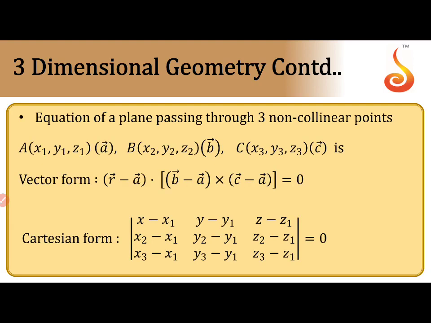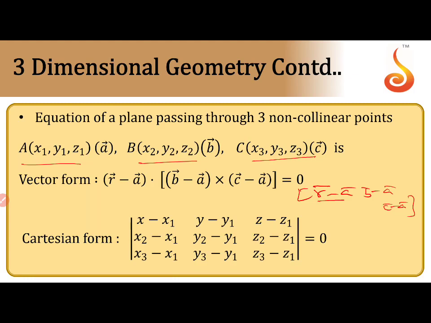Next, the vector equation of a plane passing through three non-collinear points. Take A (x1, y1, z1), B (x2, y2, z2), C (x3, y3, z3) with position vectors a bar, b bar, c bar. The vector form is r minus a dot b cross b minus a cross c minus a. Or you can write this as the box product of r minus a, b minus a, and c minus a. R minus a means x minus x1, y minus y1, z minus z1. That's the first row. B minus a means x2 minus x1, y2 minus y1, z2 minus z1. C minus a is x3 minus x1, y3 minus y1, z3 minus z1.